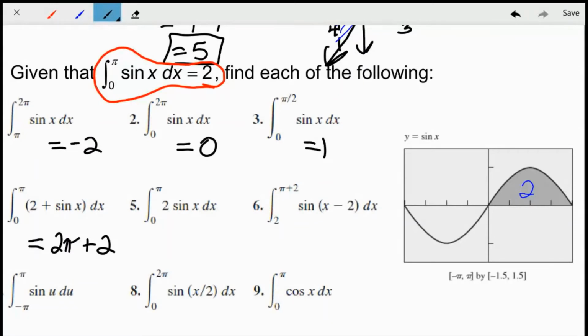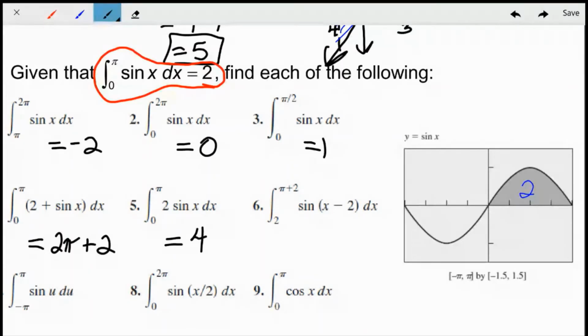Okay, so now let's look at some transformation rules. If I go from 0, this is number 5. If I go from 0 to pi of 2 sine x dx, remember multiplying by 2 is a vertical stretch by a factor of 2, a vertical dilation by a factor of 2. So that means all of my y values are going to double. Nothing changed about my x values. So from an area perspective, that's going to double the area, and that's going to give me a value of 4.